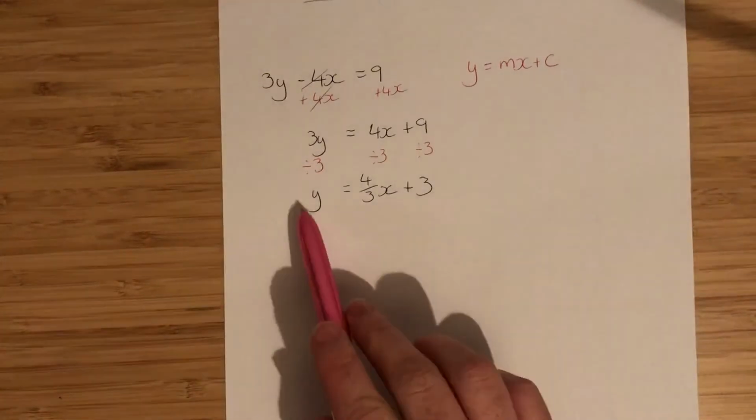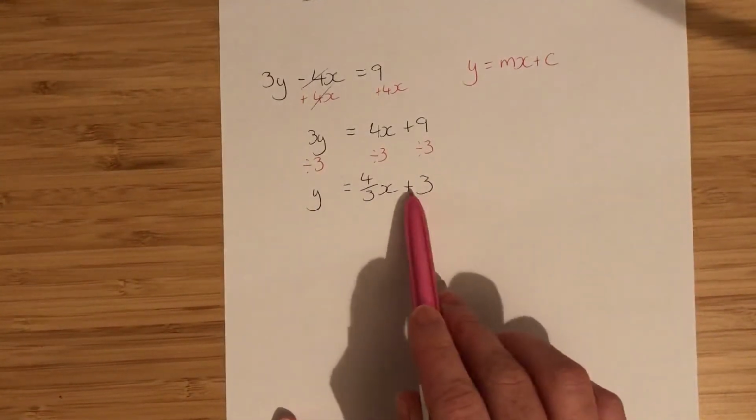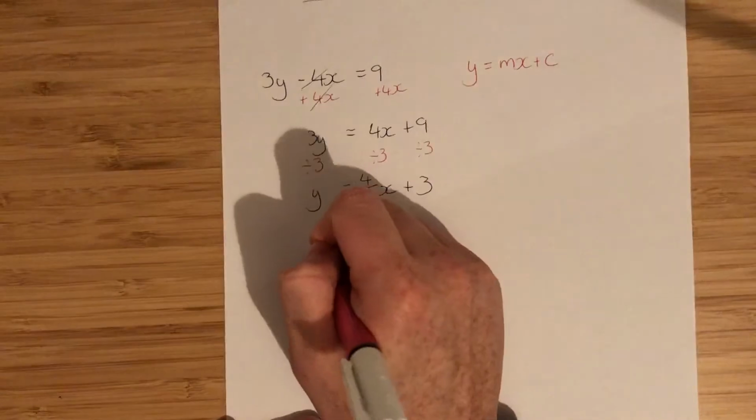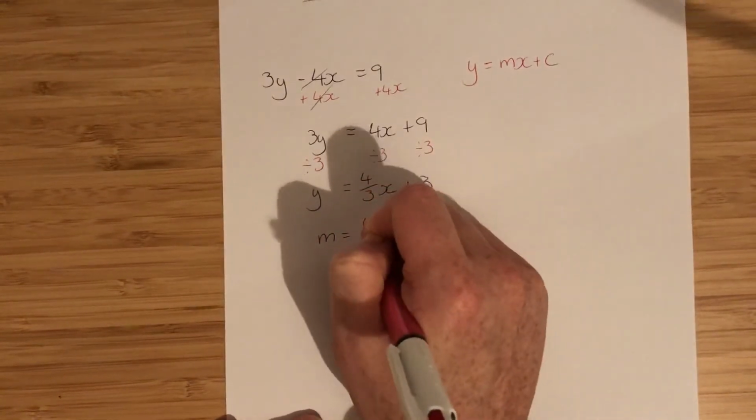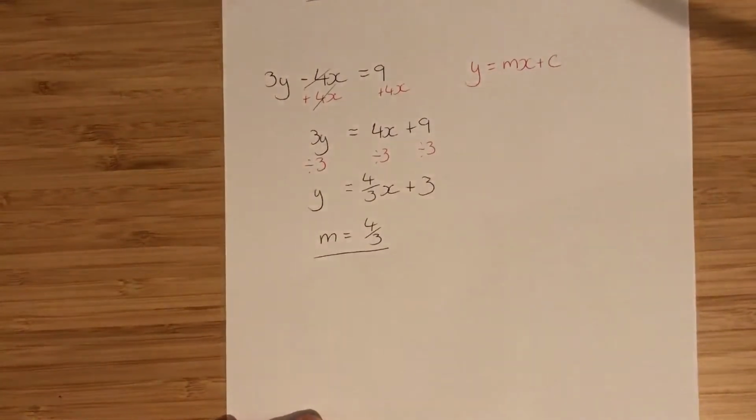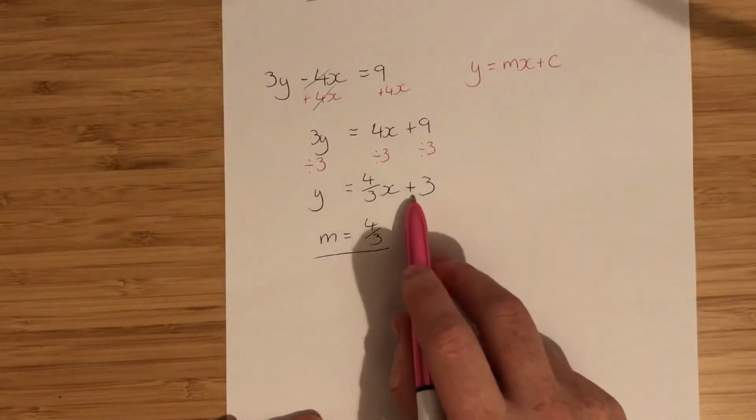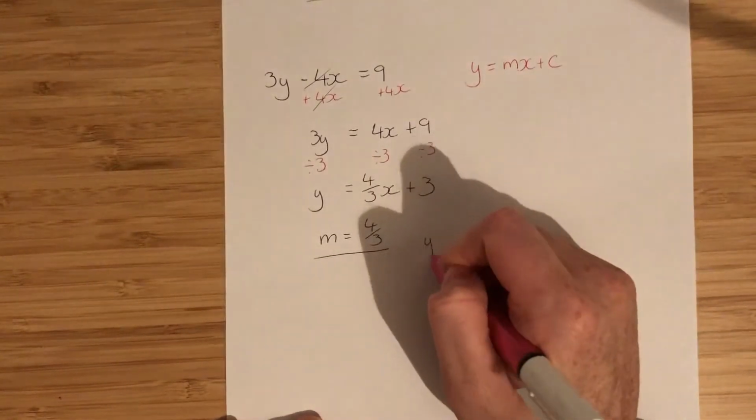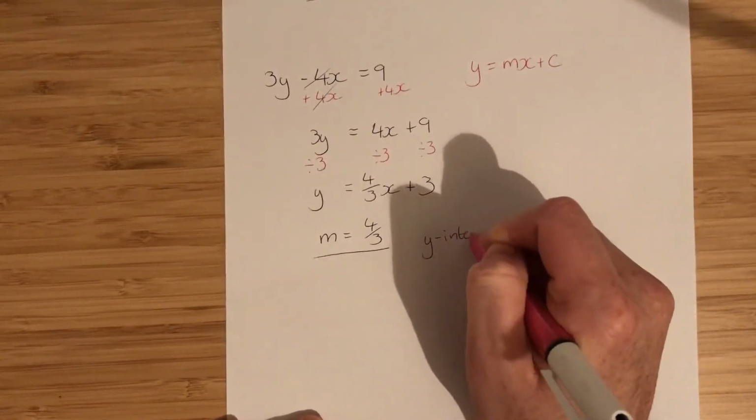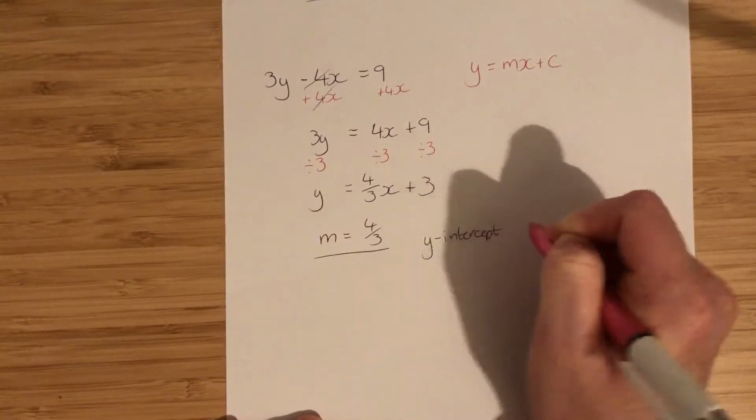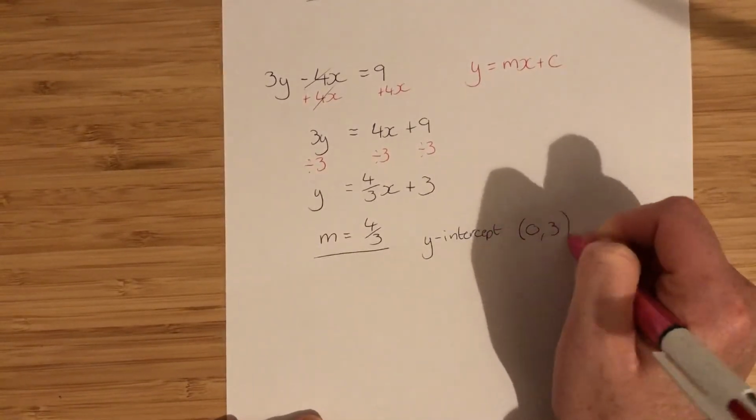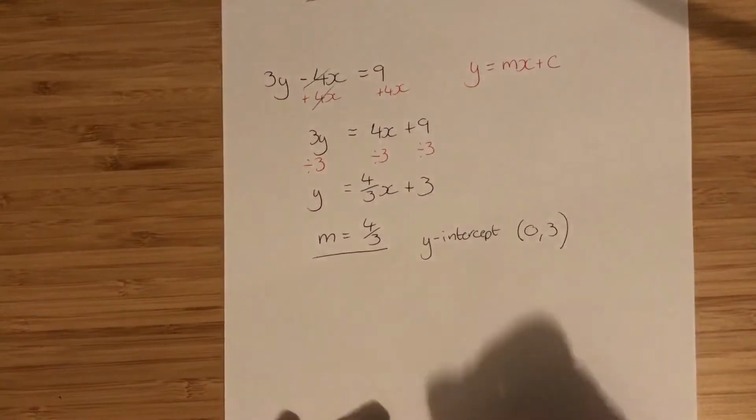And that's you got it in the form y equals mx plus c. So you can write down that the gradient is 4/3. And the y-intercept, the c value is 3, so the y-intercept is (0, 3). And that's you for that one.